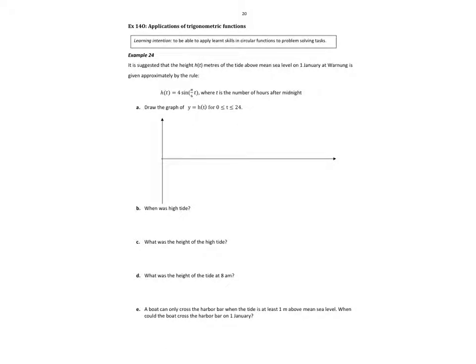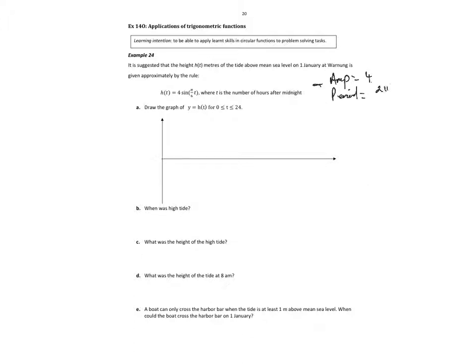Okay, as with all modelling questions, we're using the same math skill, but we've just got a different function that we're applying it for. So in this case, it's suggested that the height in metres of a tide above the mean sea level is given approximately by the rule h equals 4 sine pi on 6t, where t is the number of hours. Draw the graph first. So whenever we're sketching a trig function, identify amplitude and period.